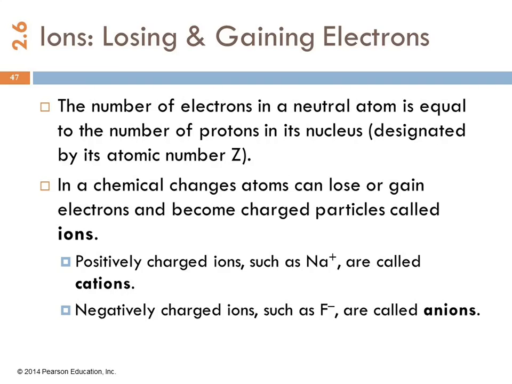So protons and neutrons in a neutral atom is equal. Okay, that sentence just kind of died. The number of protons and the number of electrons in a neutral atom have to be equal. But the number of electrons can change.